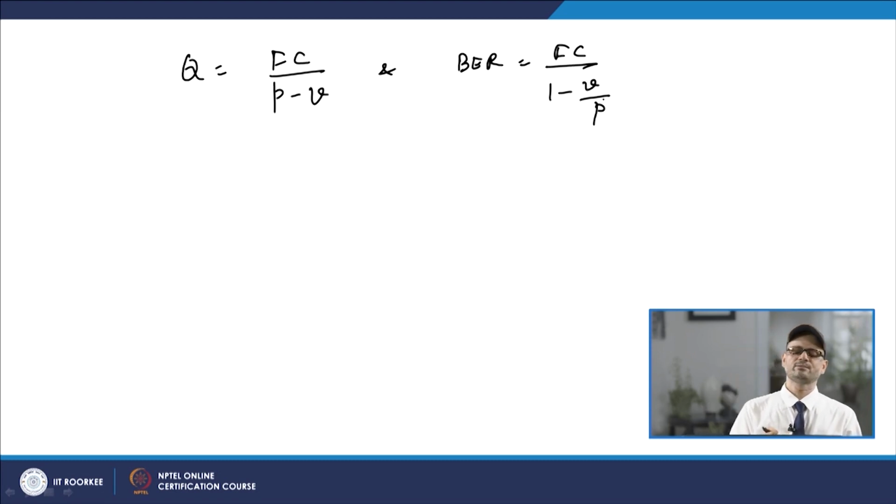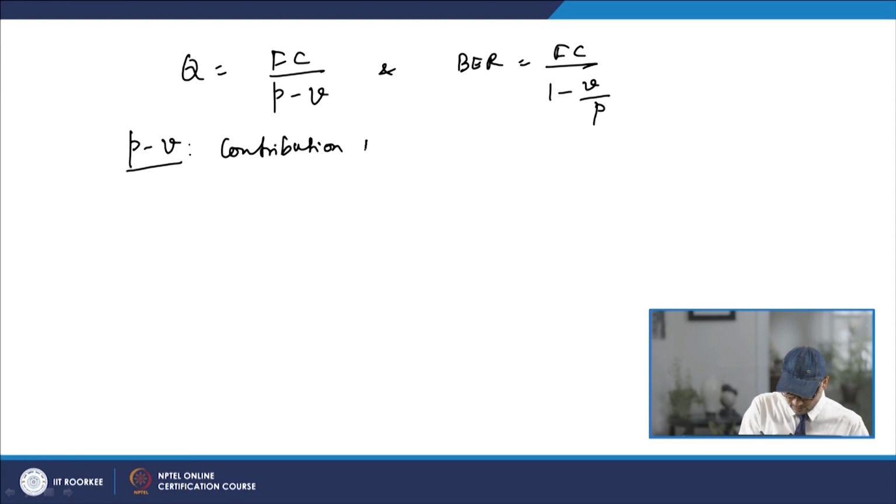Now, as we know, fixed cost as a function of time does not change. So, like rent, lease payment and all that comes into it, and then variable cost is something which is changing with the quantity of production, and the V, that is your P minus V. So, this is known as the contribution margin. So, this is defined as contribution margin.